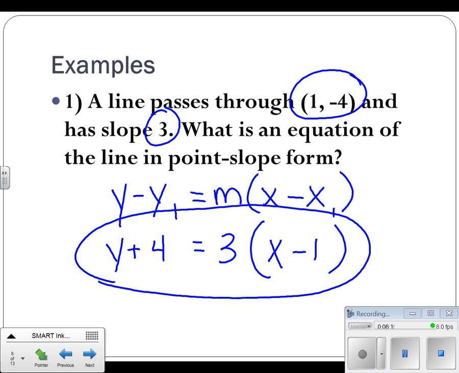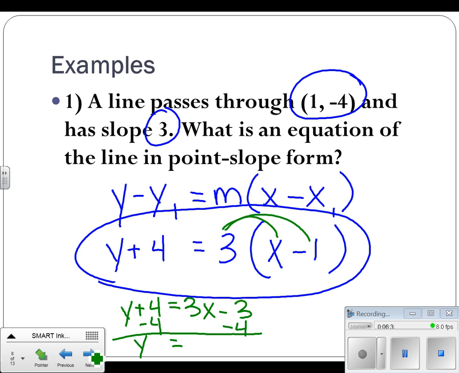Now if I went through and simplified this, I use the distributive property, I'd have y plus 4 equals 3x minus 3, and I subtract 4 from both sides, I'm left with y equals 3x minus 7. Notice that right here is slope-intercept form. So you can take point slope form and convert it to slope-intercept form by isolating the y and simplifying.